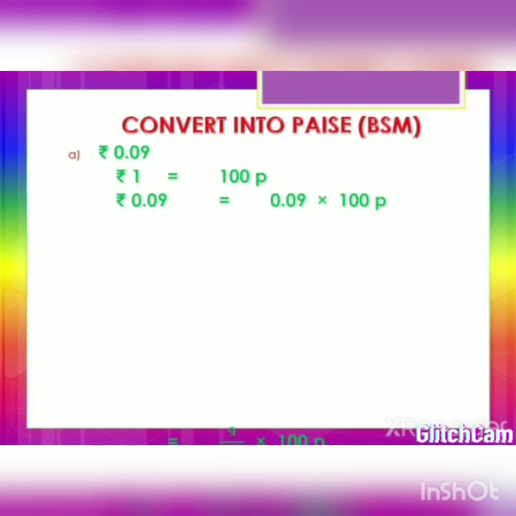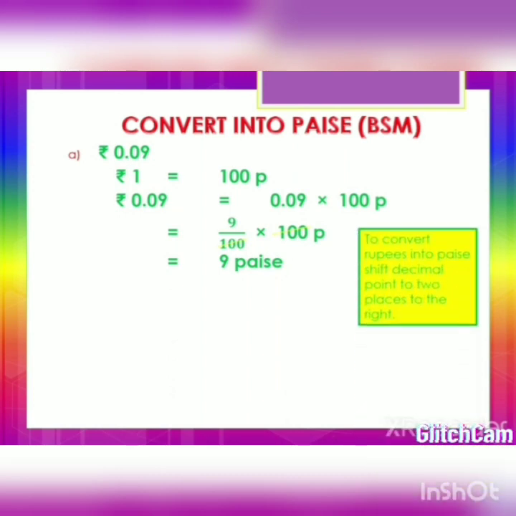0.09 will become 9 upon 100 in fractions. We will cancel 100 by 100 using cancellation method. And we get the answer 9 paise. Always remember that when you convert rupees into paise, shift decimal point to 2 places to the right.